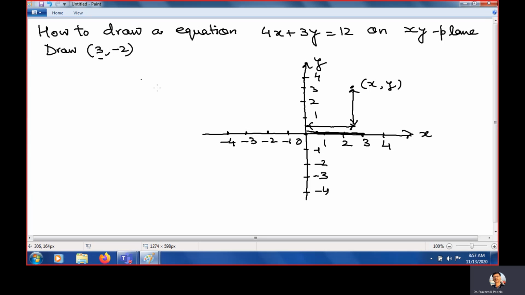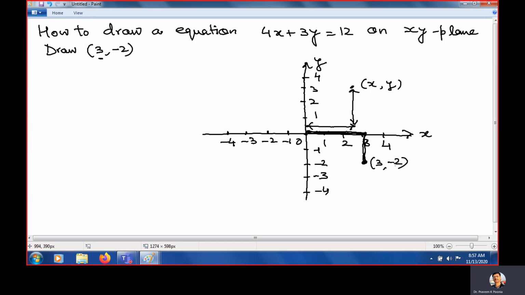And what is the distance of y? -2. -2 means down, so you need to move down. So this point is (3, -2). Why? Because the distance from the center on the x-axis is 3 units, and then the distance parallel to the y-axis is -2 units. So this point is (3, -2). This is how to draw a point on the xy plane.